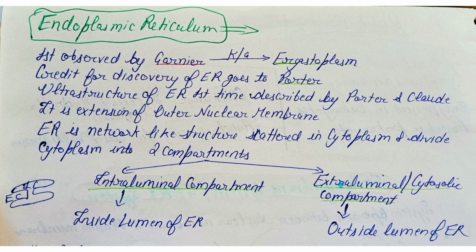It is a network-like structure scattered in the whole of the cytoplasm and divides the cytoplasm into two components. The component which comes inside the lumen of the endoplasmic reticulum is known as the intraluminal component, and the part outside the lumen of the endoplasmic reticulum is known as the extraluminal component. It is also called the cytoplasmic compartment.